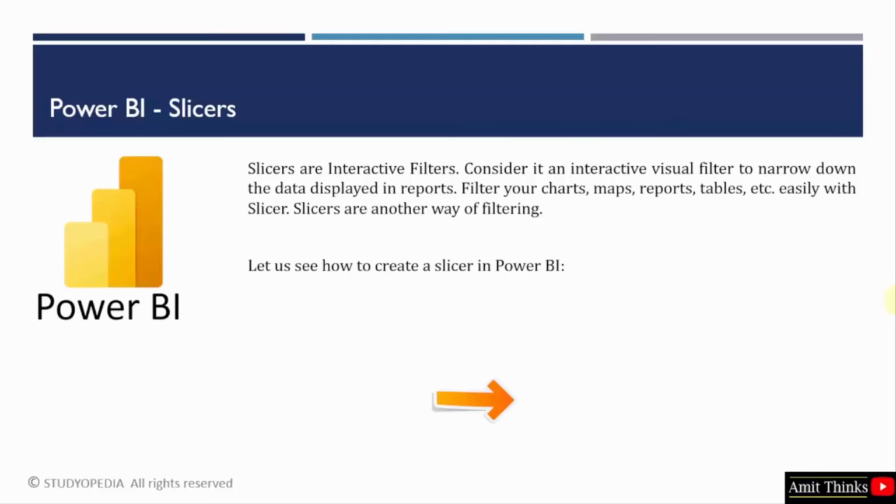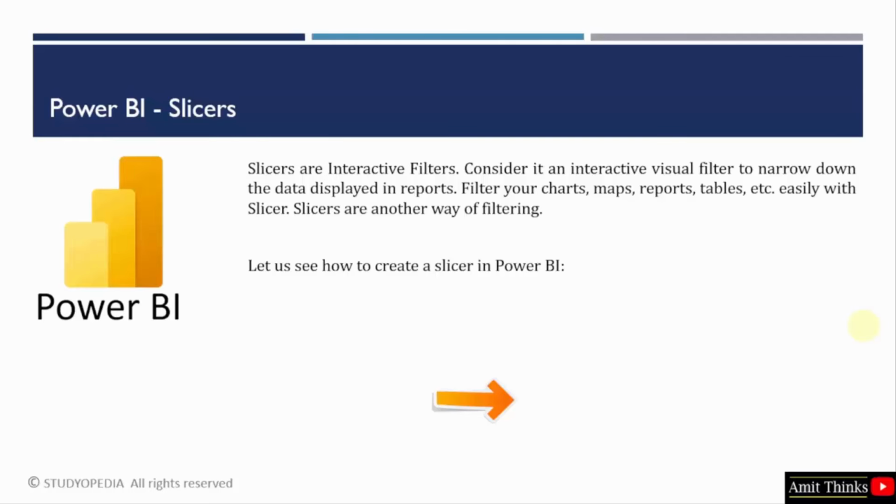Let's say for a particular state. We saw an example before related to filters to get the sum of sales for a specific state in the US. In this way, we have interactive visual filters in the form of slicers. You can easily filter your charts, maps, even reports with slicers. As I said before, you can relate slicers and filtering. So slicers are another way of filtering. Now we will see how we can easily create a slicer in Power BI.